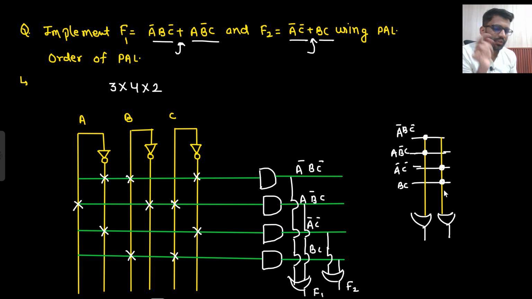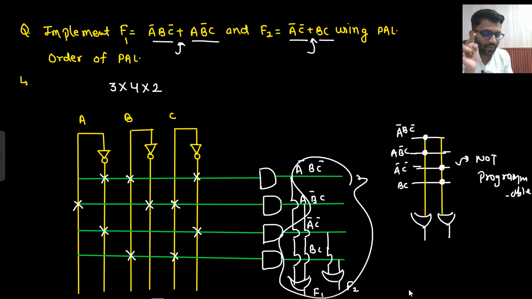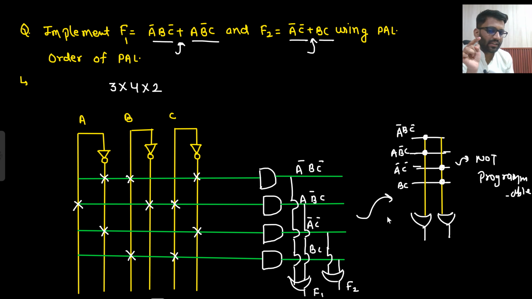So if a dot is there, that means it is not programmable. Dot is there, that means it is fused. This is fixed. And if a cross is there, that means you can change it. You can move the cross anywhere you want. But if a dot is there, that means it is fixed. So this particular part can be represented in this manner as well.